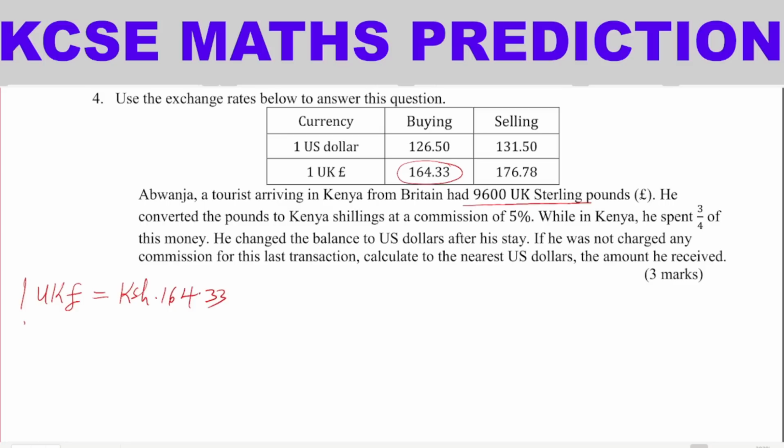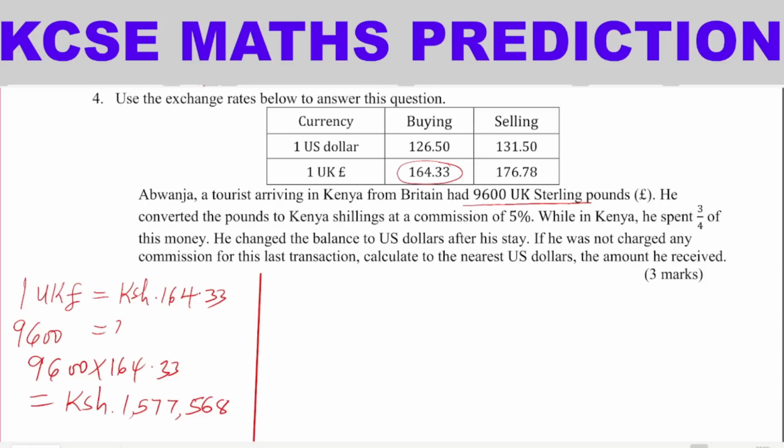So what about 9,600 UK pounds? So this one you're going to multiply by 164 and 3 cents, and when you multiply these, you will get 1,577,568 Kenyan shillings. So that is what you're going to get.